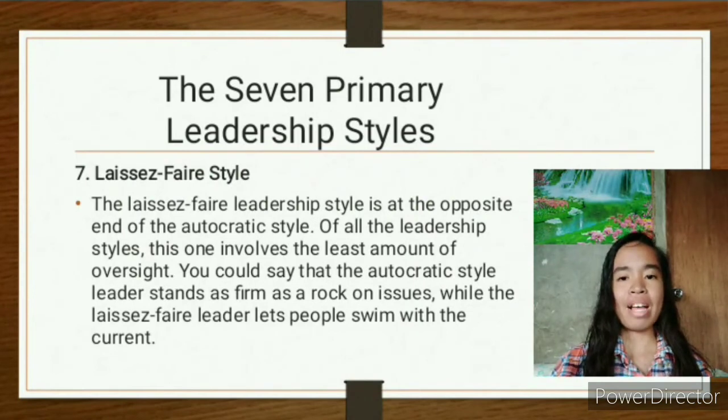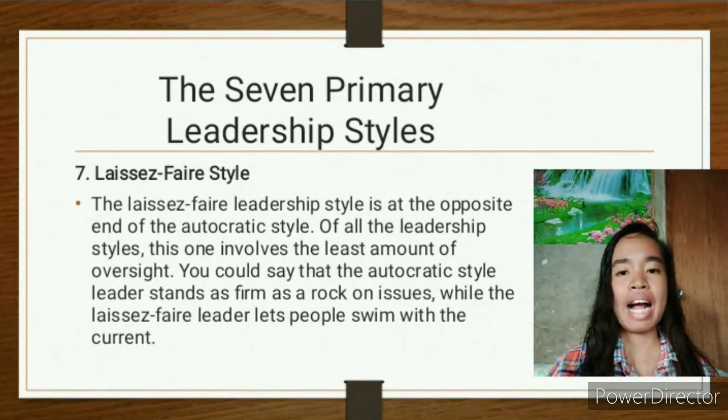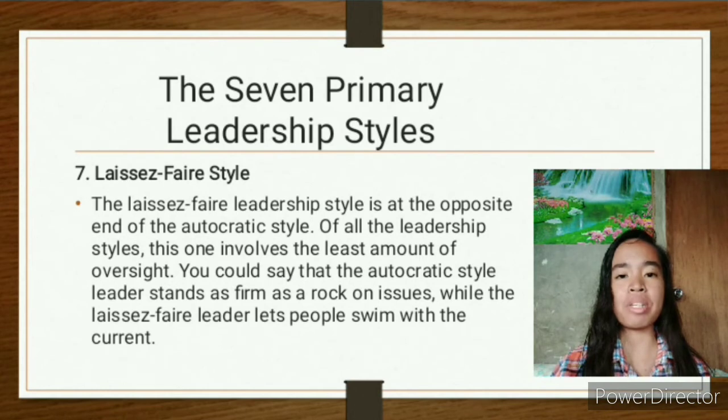Number 7, laissez-faire style. The laissez-faire leadership style is at the opposite end of the autocratic style. Of all the leadership styles, this one involves the least amount of oversight. You could say that the autocratic style leader stands as firm as a rock on issues, while the laissez-faire leader lets people swim with the current.